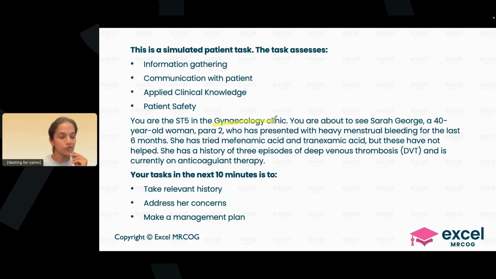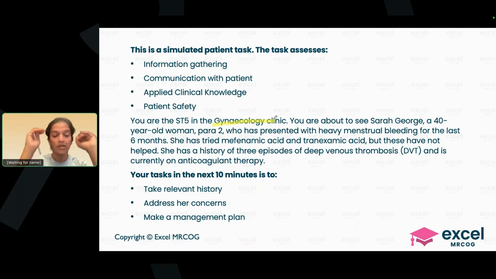So also note the salient features given to you in the task. Like here it is mentioned that she's a 40-year-old who presented with heavy menstrual bleeding for the last 6 months. She has tried mefenamic acid and tranexamic acid. She has a history of DVT. She's on anticoagulant. So you have at the back of your mind, okay, maybe she's bleeding because she's on anticoagulant.